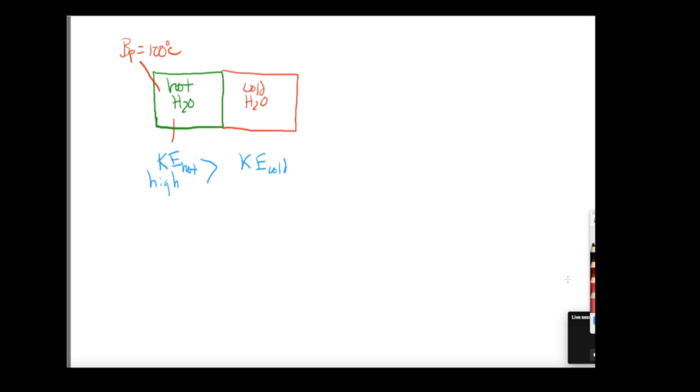And the result of that is that energy is going to move from the sample which is hot to the sample which is cooler. And so we have a potential energy difference here. So we have thermal potential energy which is greater than the potential energy of the sample which is cold. And the result is energy is going to move until basically the two samples are going to end up having the same energy.